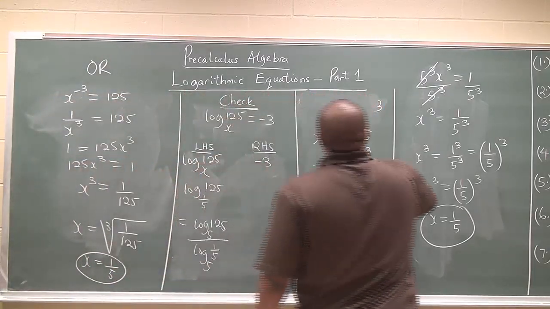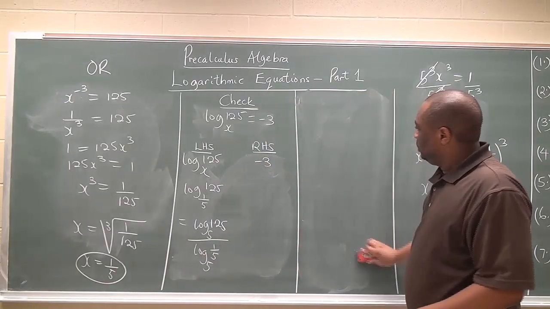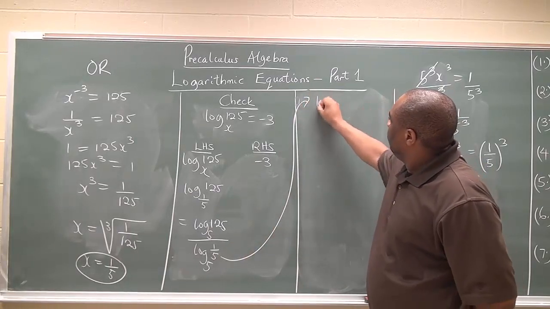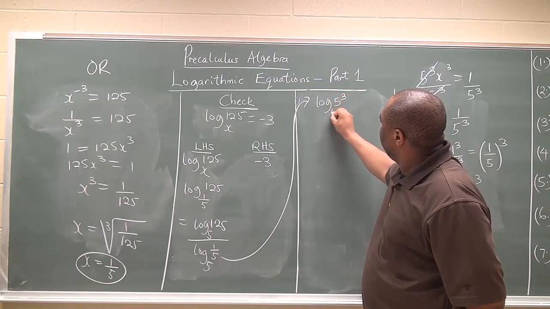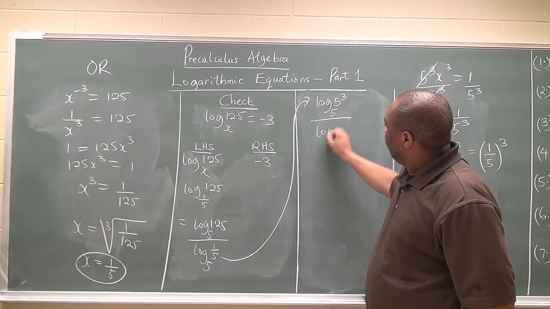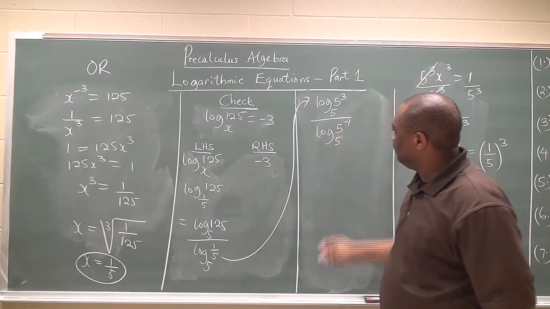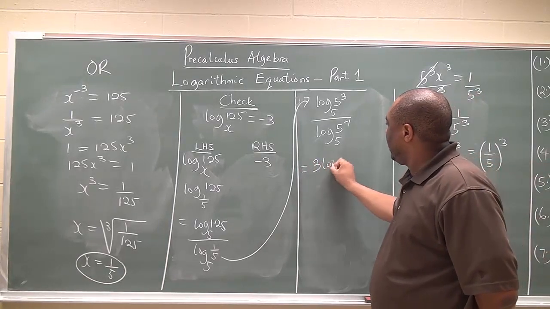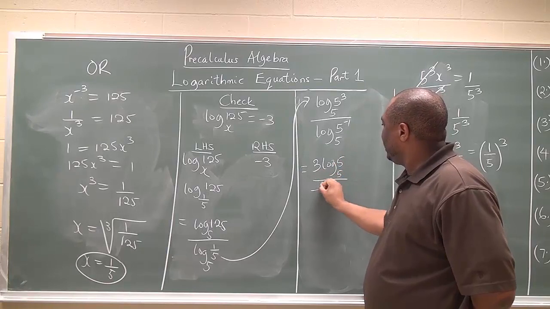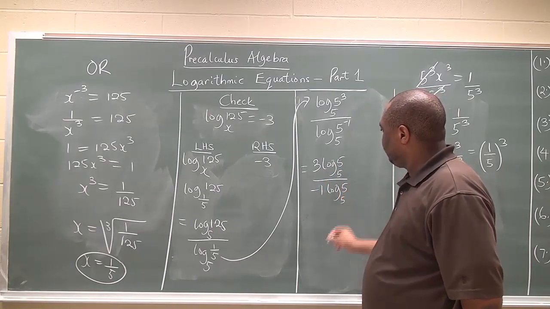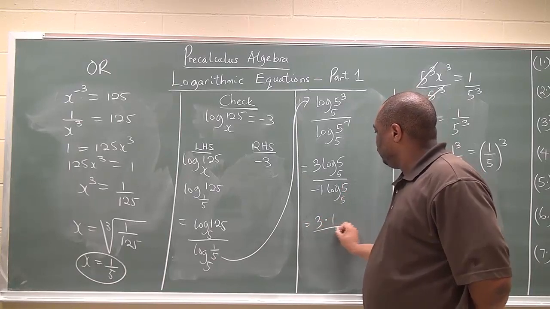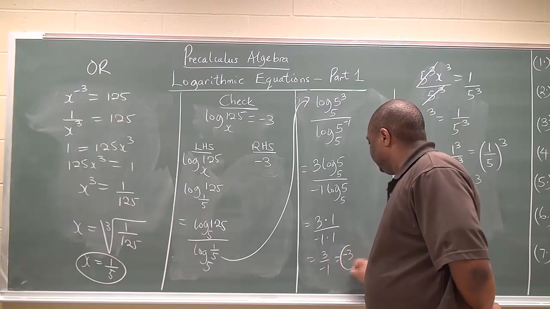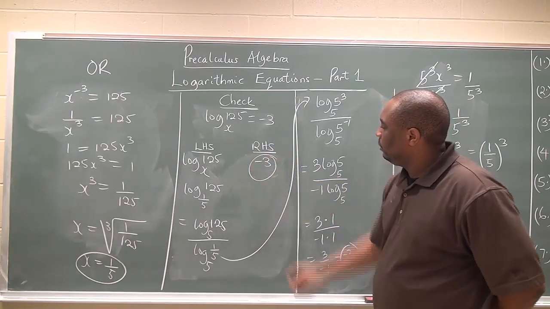Okay, and we're going to finish it here. We are still checking our work. So from here, you now have log 5 cubed base 5 over log 5 raised to the power negative 1 base 5. So this will now be 3 log 5 base 5 over negative 1 log 5 base 5, which will give you 3 times 1 over negative 1 times 1, which is 3 over negative 1, which is negative 3. Negative 3 on your left, negative 3 on your right.